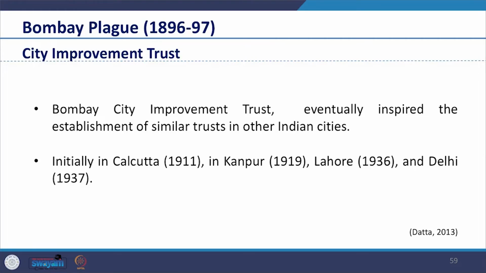As per the publication in Planning Perspective in 2013, the Bombay City Improvement Trust eventually inspired the establishment of similar trusts in other Indian cities, initially in Kolkata in 1911, then also notably in Kanpur in 1919, Lahore in 1936, and Delhi in 1937. So we see the origin of planning legislation in the Indian context.